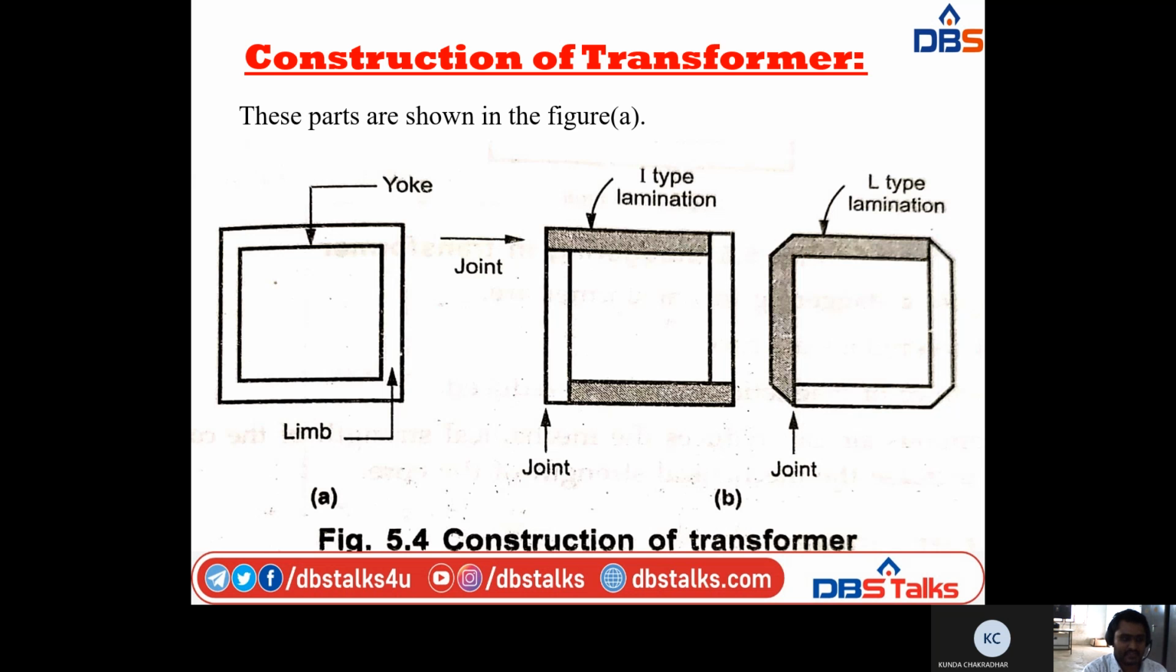Next, on the right side we have another construction. It consists of I-type lamination and L-type lamination. These construct joints, you observe the diagram. Here I'm giving some dark color, so that one is known as the joint. In that one we have the joint, which connects both things. Okay, this is the construction of a transformer.